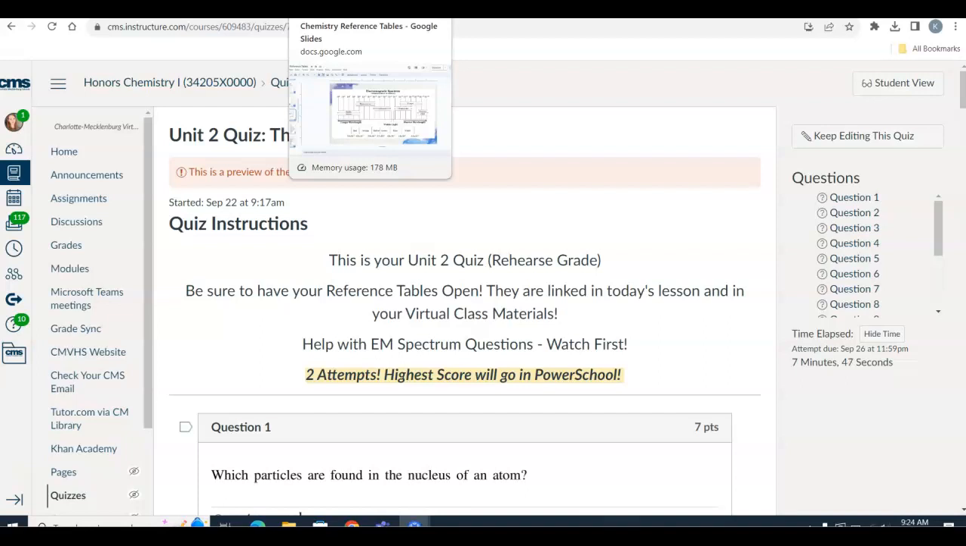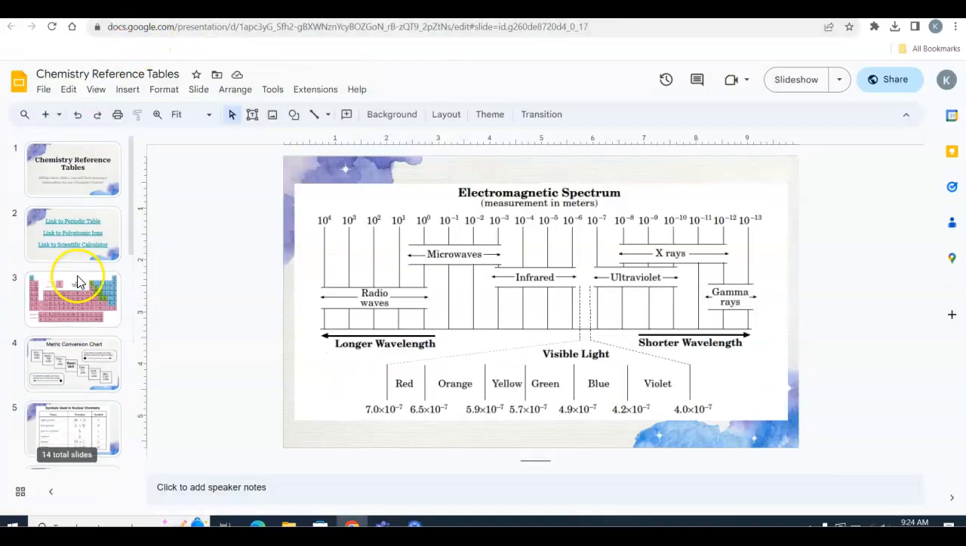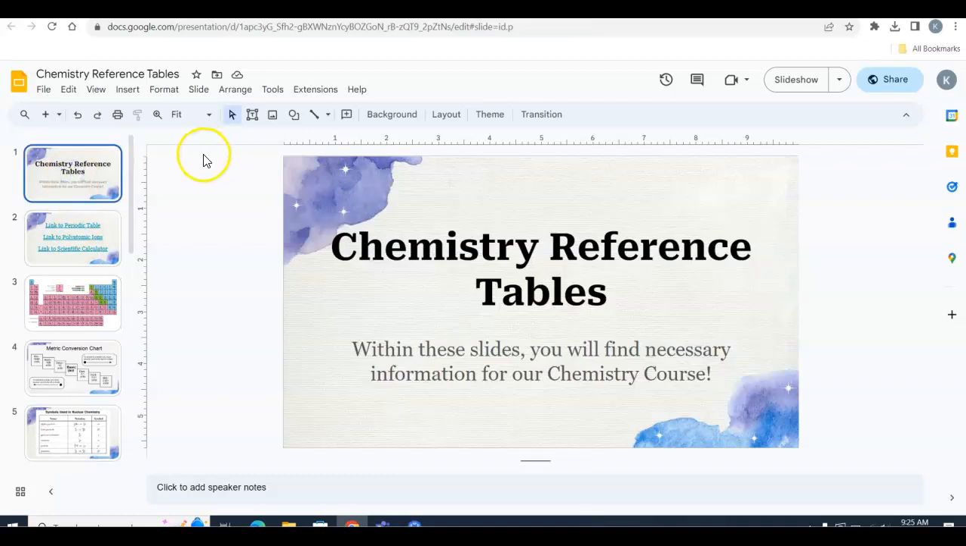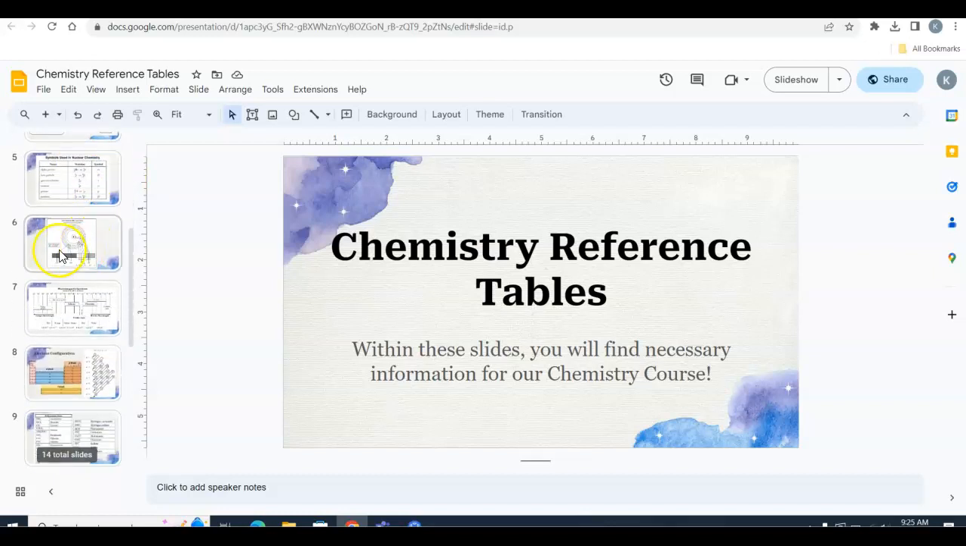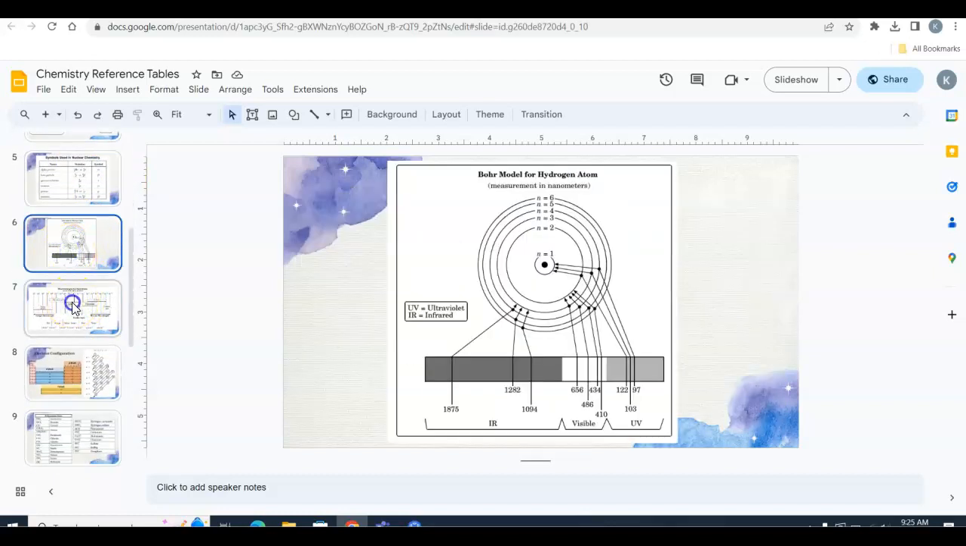Now, I'm going to do number 14 for you, but I'm going to ask that you do number 15 on your own. So you should have your chemistry reference tables open. Again, these are linked in your virtual class materials, but I've also linked them in the lesson for today. We are going to be using slides 6 and 7.